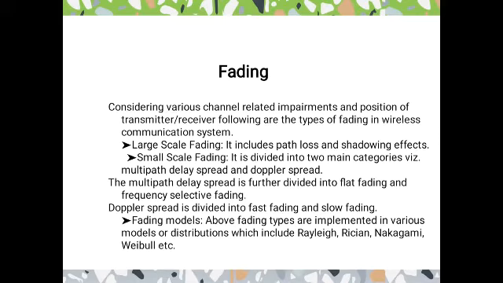These obstacles create complex transmission effects to the transmitted signals. Considering various signal related impairments and the position of the transmitter and receiver, the following are the types of fading in wireless communication. Large scale fading and small scale fading. The small scale fading is further divided into multipath delay spread and Doppler spread. The Doppler spread is further divided into fast fading and slow fading.